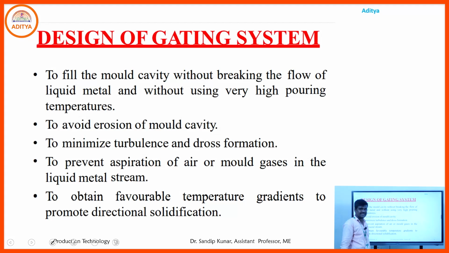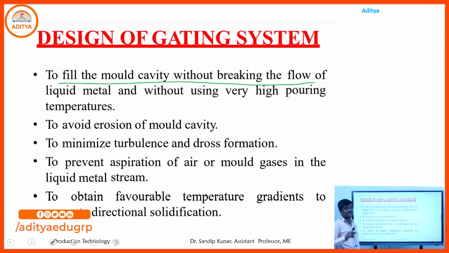Design of the gating system. What are the criteria for providing a good gating system? What are the criteria? To fill up the mold cavity without breaking the flow of the liquid metal, means you always avoid turbulence. When you pour the molten metal into the particular mold cavity, always avoid turbulence, and also take care about the flow of the molten metal, means it does not affect the mold cavity.